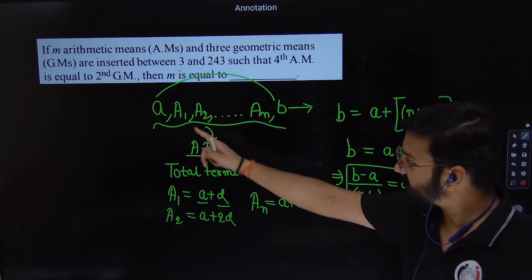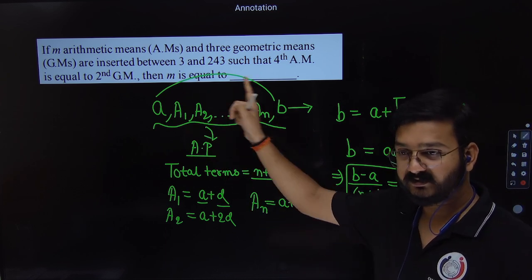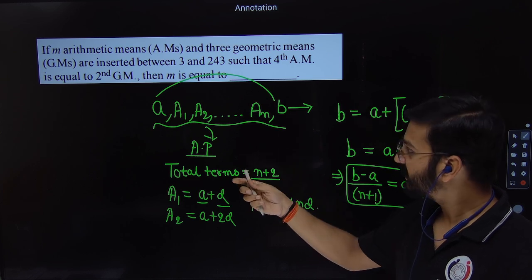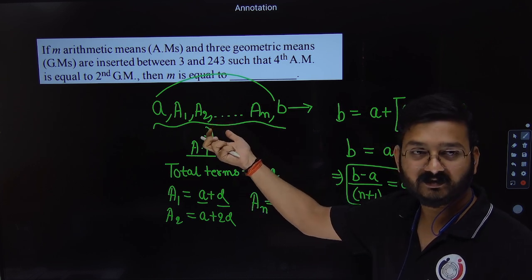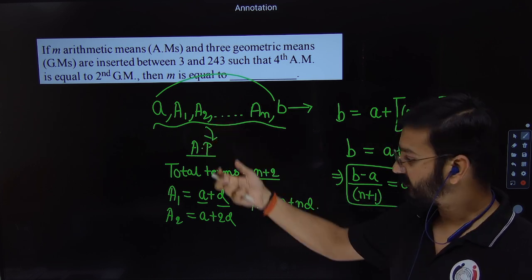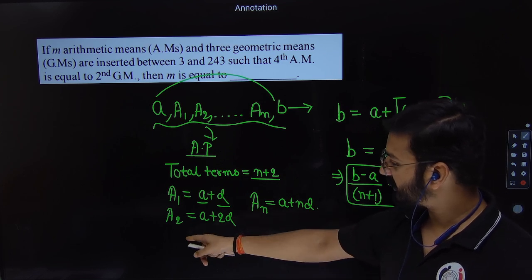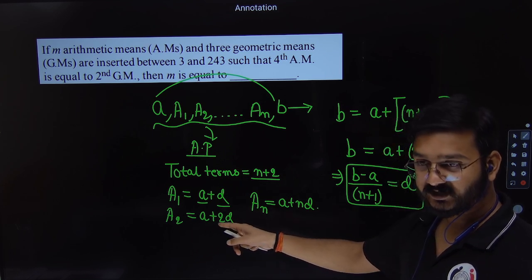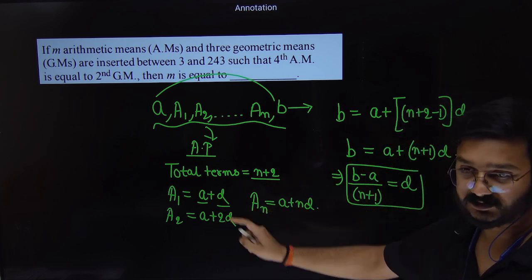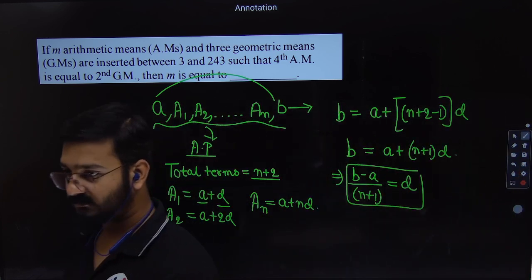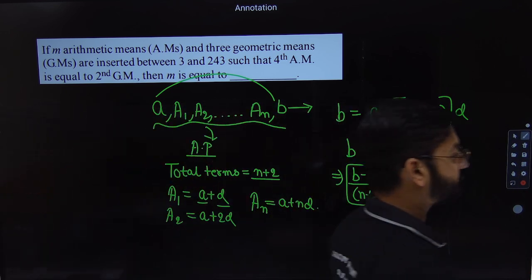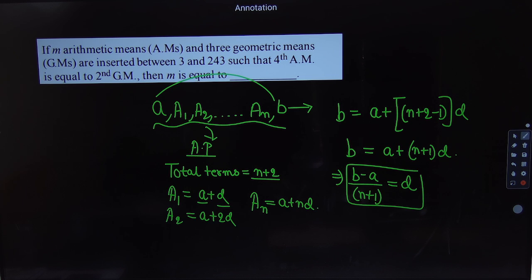Correct? A and B will be given to us. Then they will say, tell me the third arithmetic mean. Find the value. So for finding the third arithmetic mean, A3 equals A plus 3D. A is given, D we calculated, substitute. Is the funda clear? Copy it quickly. Pause.